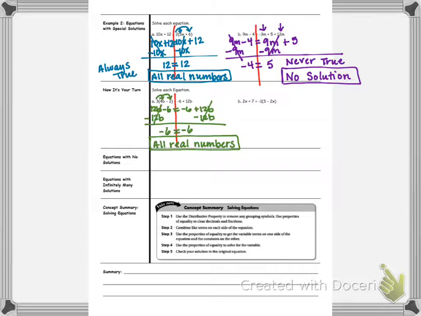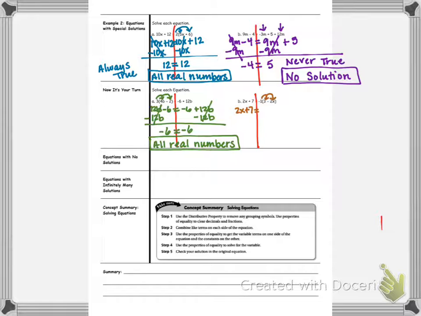All right, and so we look at this last problem. 2x plus 7 equals negative 1 times 3 minus 2x. All right, 2x plus 7, that's as simple as you're going to get. So let me look at the right-hand side. Negative 1 times 3, negative 1 times negative 2x. So 2x plus 7, we know that's right.